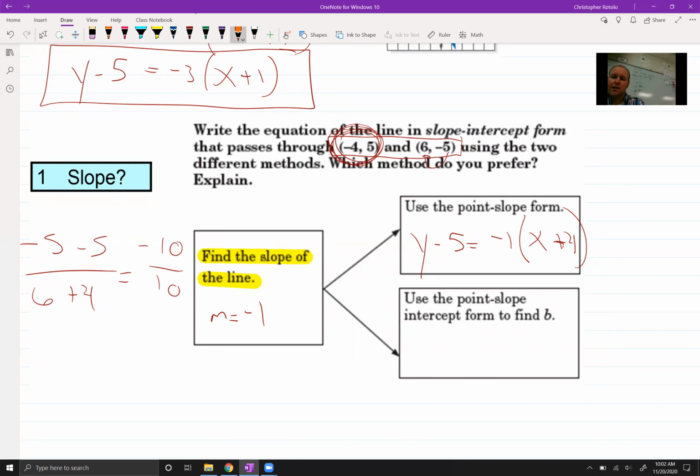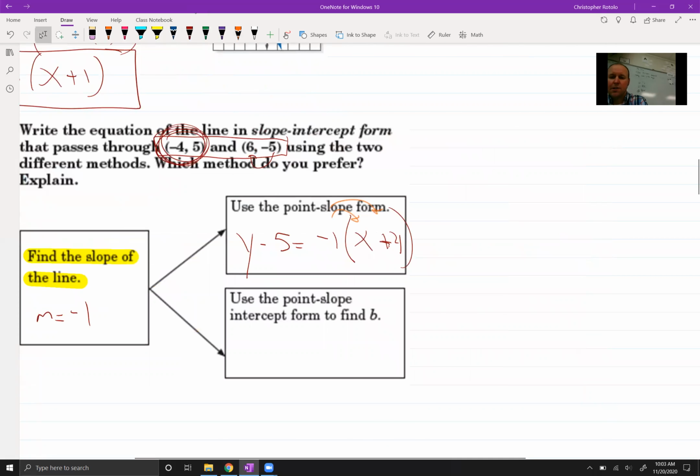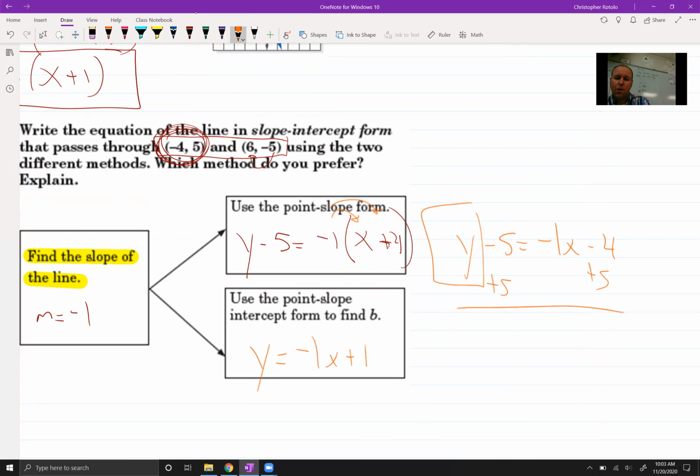So here's all you have to do, guys. And this is why I like this form so much. We don't have to rewrite anything when we're done. We're going to distribute the negative 1. So here's what it looks like. y minus 5 equals negative 1 times x minus 4. Right? And in slope-intercept form, y has to be by itself. So how do we get rid of minus 5? You add 5. So I'd end up with y equals negative 1x plus 1.